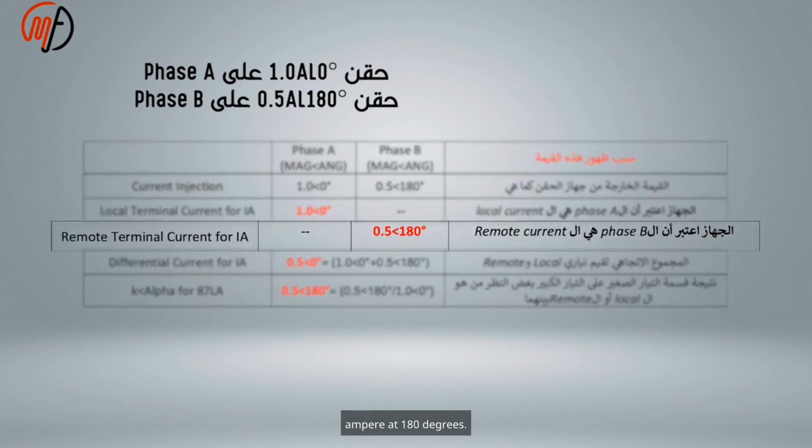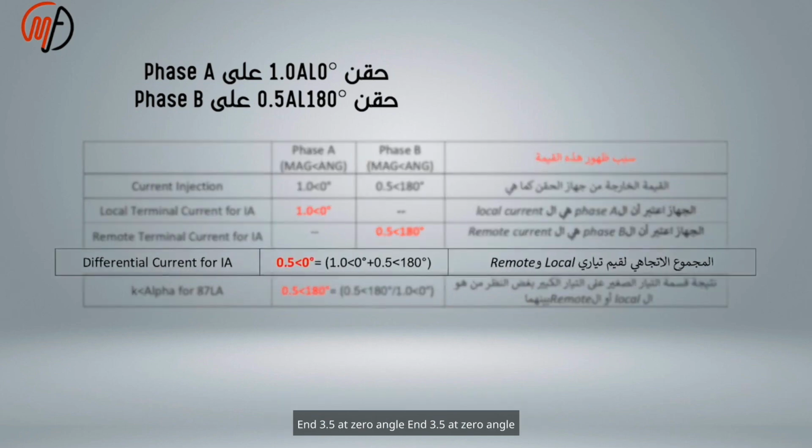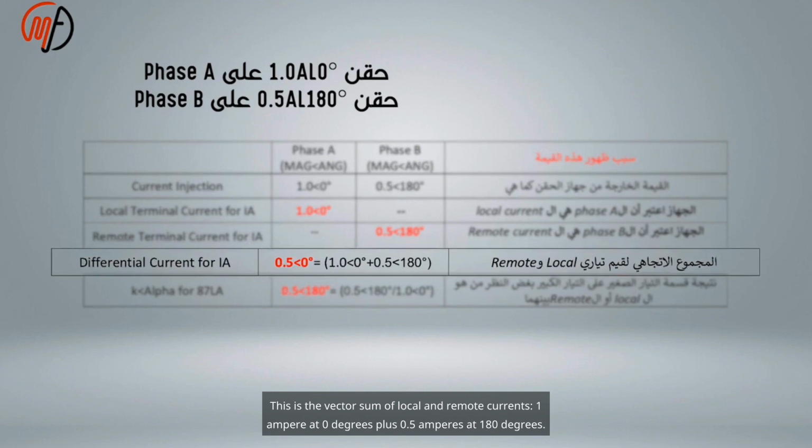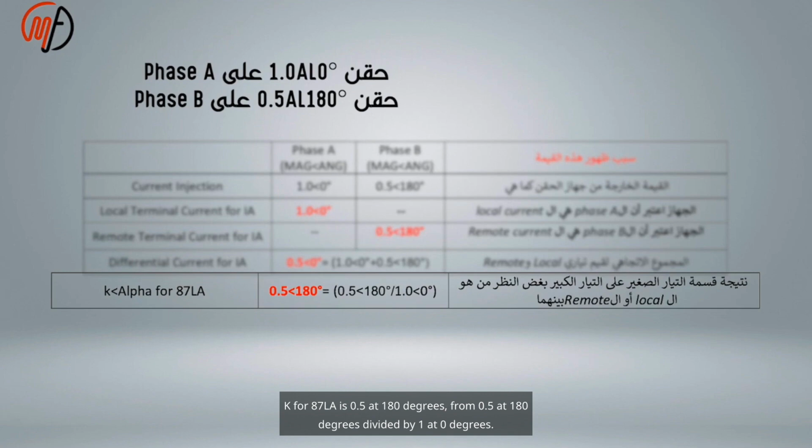K at angle alpha for 87LA is 0.5 at 180 degrees, from 0.5 at 180 degrees divided by 1 at 0 degrees. This is the vector sum of local and remote currents, 1 ampere at 0 degrees plus 0.5 amperes at 180 degrees. K for 87LA is 0.5 at 180 degrees, from 0.5 at 180 degrees divided by 1 at 0 degrees.